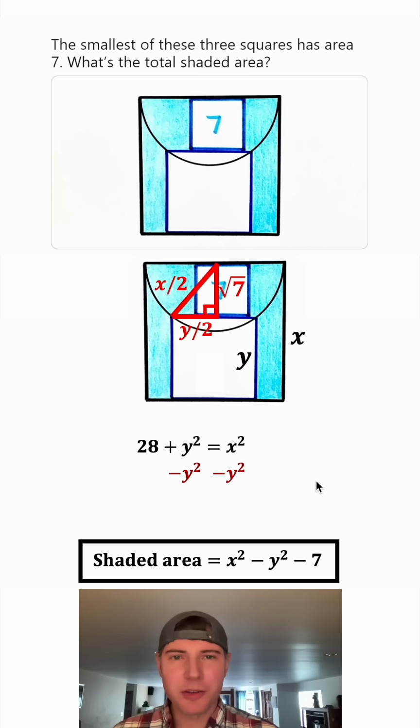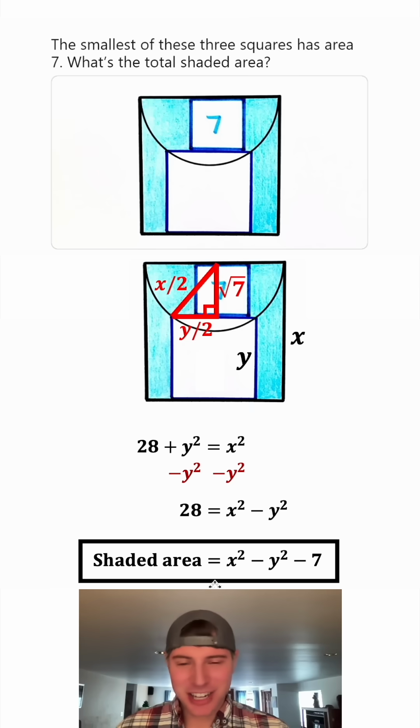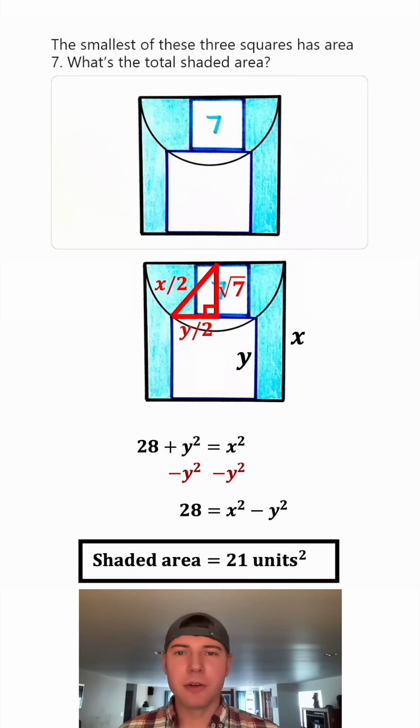Let's subtract y squared from both sides. On the left-hand side, these y squareds will cancel each other out, so we'll have 28. And that'll be equal to x squared minus y squared. And check this out, we needed x squared minus y squared. In the place of this x squared minus y squared, we can plug in 28. 28 minus 7 is equal to 21, and there's no units in the original problem, so we'll give it a label of units squared. This is the answer to our question. It's already in a box. How exciting.